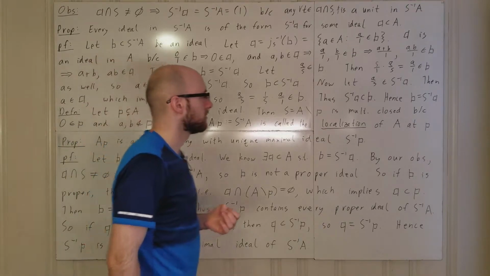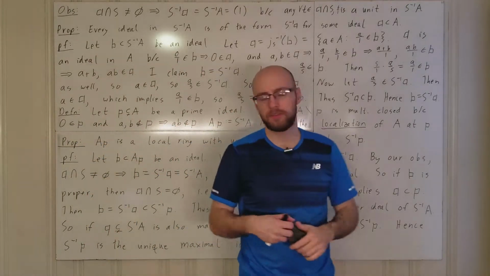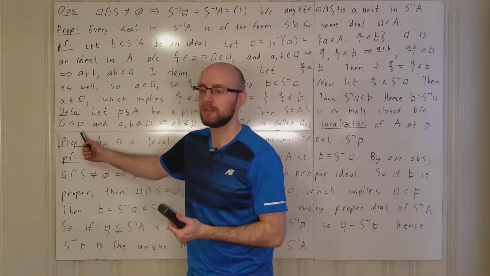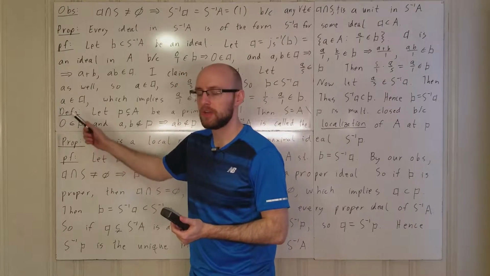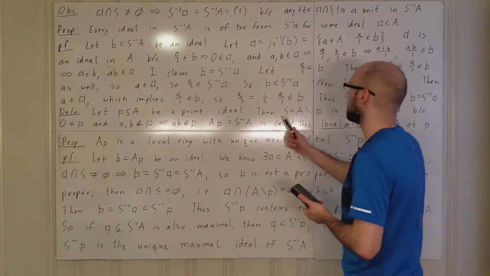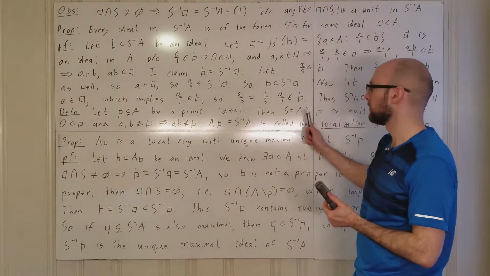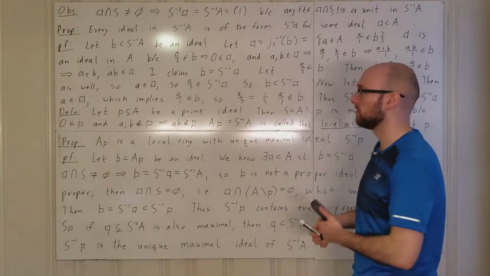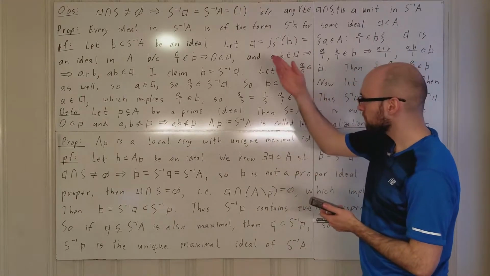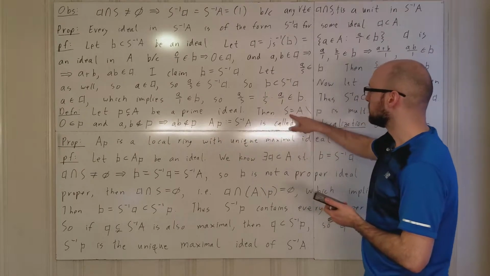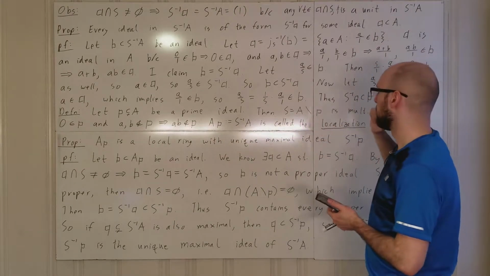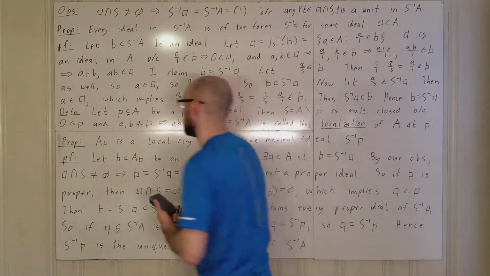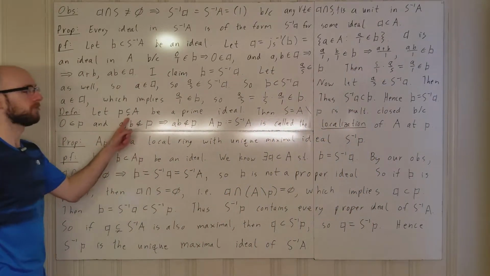Then, let's see here, why is it multiplicatively closed? Well, 0 is in P, and so that means that 0 cannot be in S, because we're excluding all the elements in P. And 0 is one of those elements that we're excluding. So 0 is not contained in S. Certainly 1 is contained in S. And why is 1 contained in S? That's because this is a proper ideal.